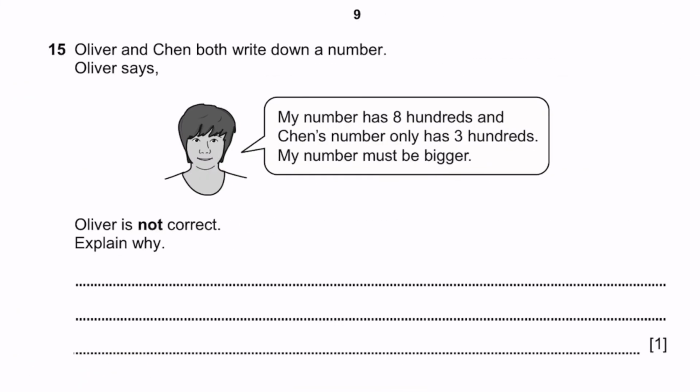Question 15. Oliver and Chen both write down a number. Oliver says, my number has 8 hundreds. Chen's number only has 3 hundreds. My number must be bigger. Oliver is not correct. Explain why.